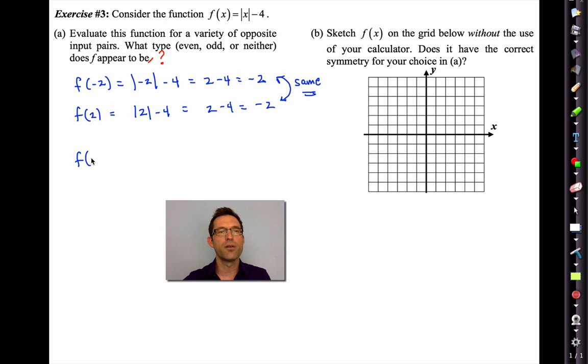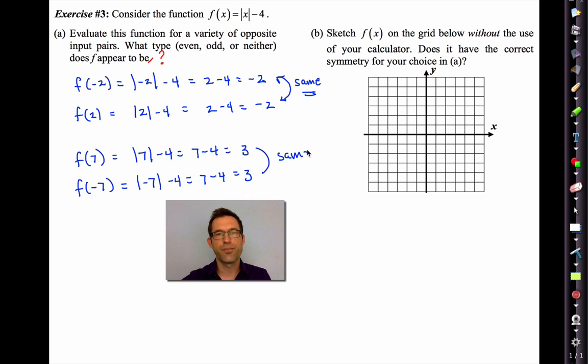Let's do one more pair. Let's do f of, I don't know, let's say 7. Well, that would be absolute value of 7 minus 4, which would be 7 minus 4, which would give me 3. And f of negative 7 would be absolute value of negative 7 minus 4, which would be 7 minus 4, which would also be 3. So the same. So based on these, we're pretty convinced, we know it's not an odd, but pretty convinced that it's an even function.